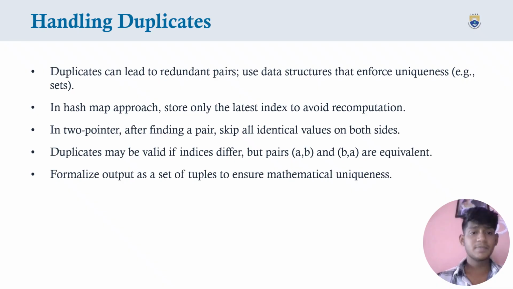Handling duplicates. Duplicates can lead to redundant pairs. Use data structures that enforce unique sets. In the hash map approach, store only the latest index to avoid recomputation. Duplicates may be valid if indices differ, but the pairs are equivalent. Formalize the output as a set of tuples and ensure mathematical uniqueness.